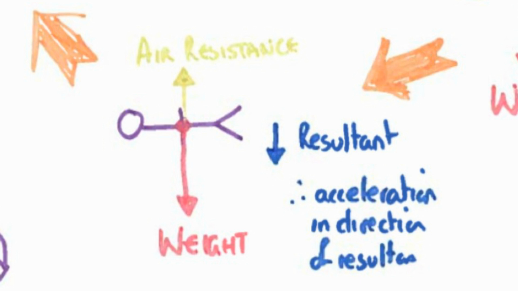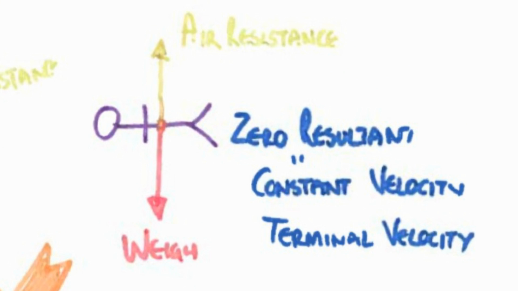And eventually there comes a point where the air resistance acting against the person is equal to the weight downwards, obviously in an opposite direction. At this point, those two forces balance each other, they cancel each other out, so there is 0 resultant, and there is a constant velocity. And at this point we call it terminal velocity.